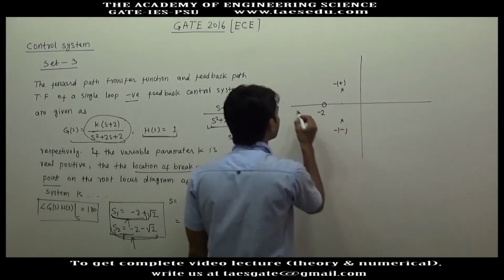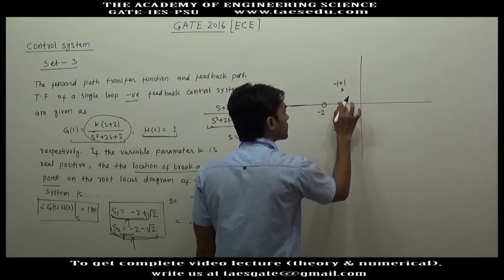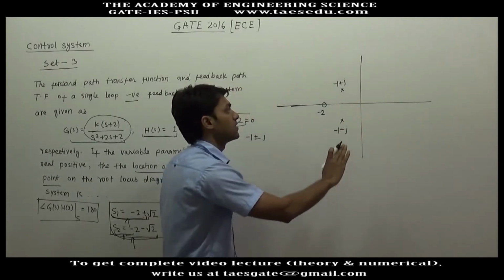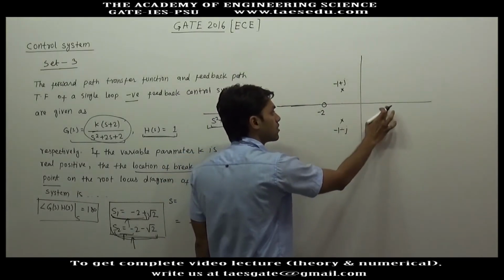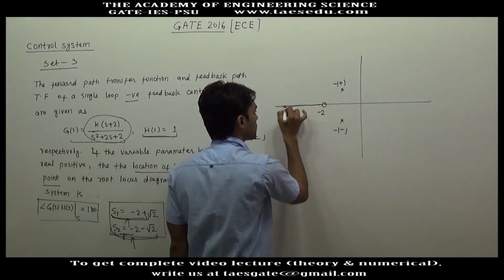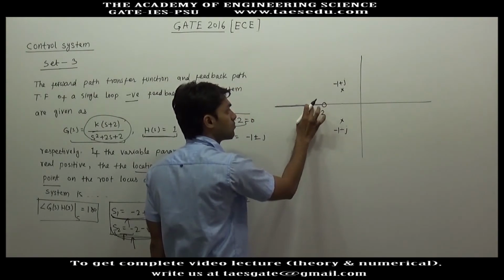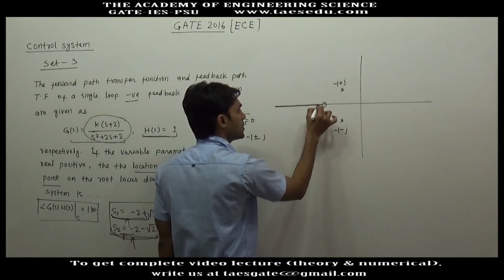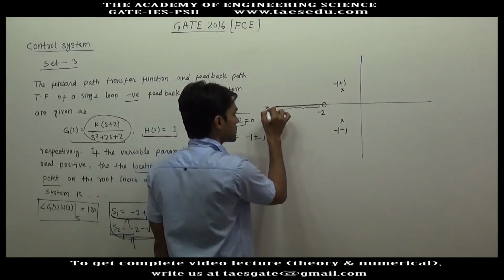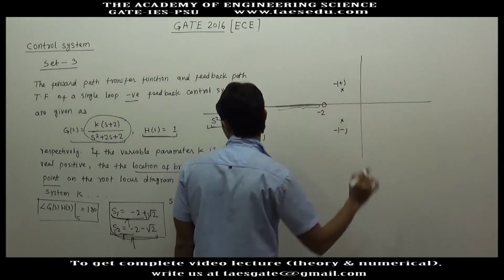Now if we talk about this part of real axis, there are no poles or 0 to the right of this real axis, so this part will not be on root locus. If you talk about this part of real axis, there is 1 zero which is odd, so we have odd number of poles and zeros to the right of this section of real axis, so we will say this axis will be on root locus and this axis will not be on root locus.